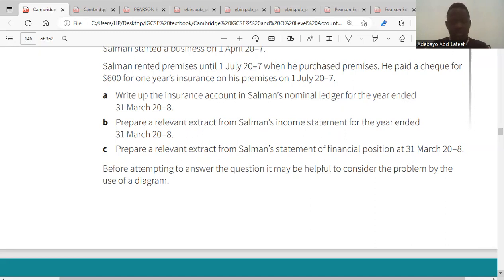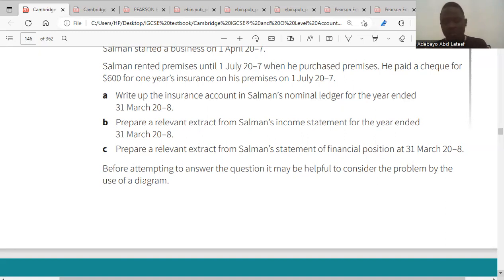First, we have to find the amount of insurance for each month because insurance is paid for a year, which means 12 months. So how much is Salma paying monthly on insurance? We say 600 divided by 12, which is $50. So that means Salma is paying $50 per month for insurance. So we have to count from July to March. July, August, September, October, November, December, January, February, March. That is 9 months.